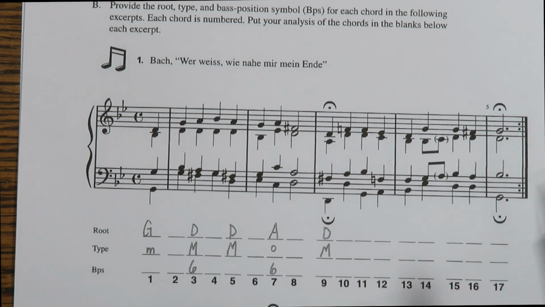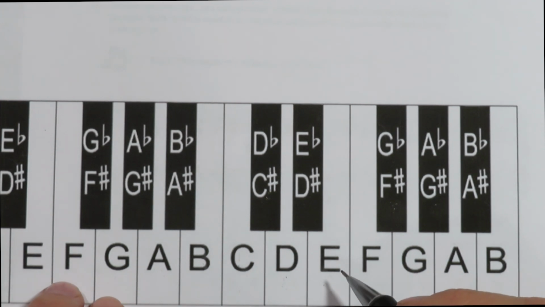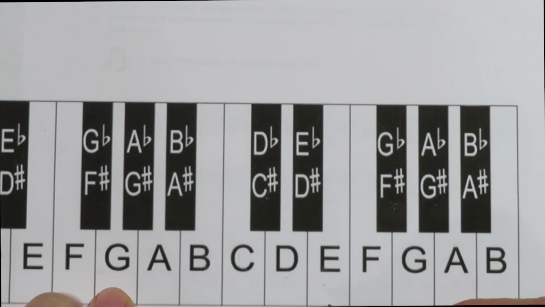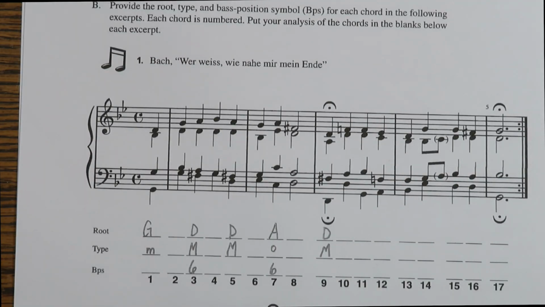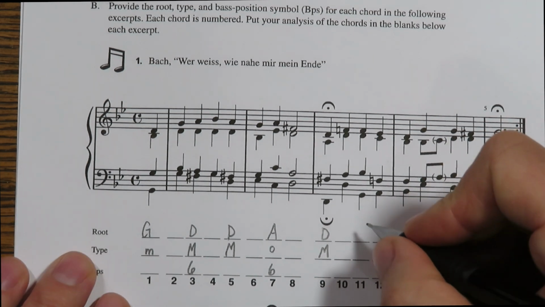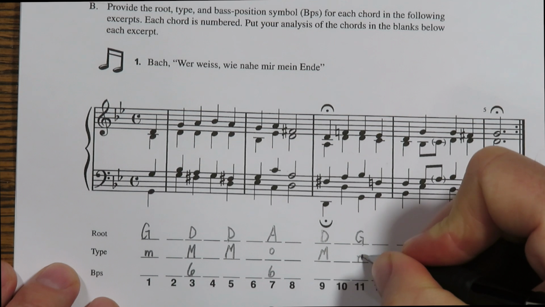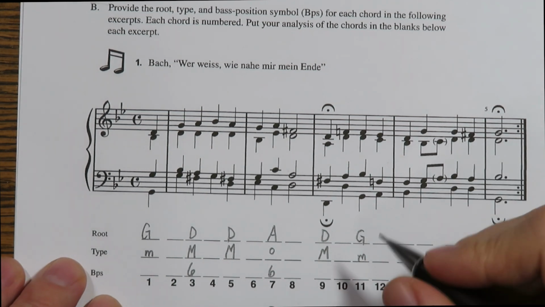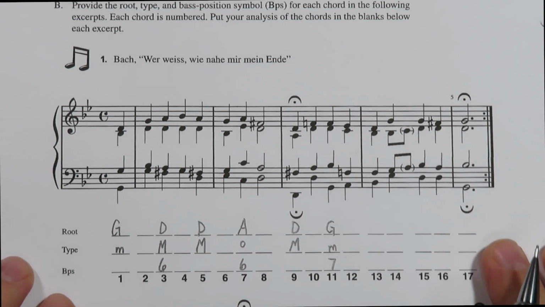So the F would be the 7th, right? You have a major second, turns into a minor 7th. G, B flat, D, F would be G minor 7th. Okay. G is the root. Quality is minor, and it's in root position, so we put a 7. Okay. All right.